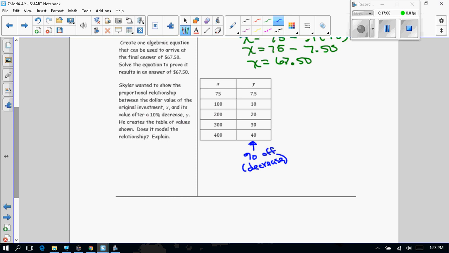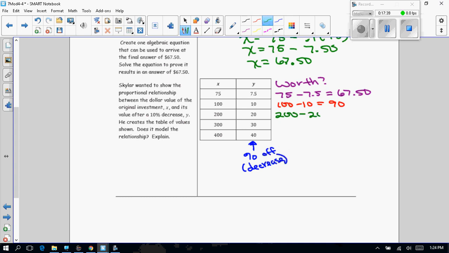But do I know what it's actually worth after the fact? No, okay? So we could actually add another column and ask, what is it worth? Right? If I wanted to know what it was worth, I would have to take 75 minus 7.5 and get 67.50. Or I could take 100 and subtract 10 and go, okay, well now it's really only worth $90. I've lost money. Or 200, subtract the 20, and it's now worth 180, right? That's what I want to know.